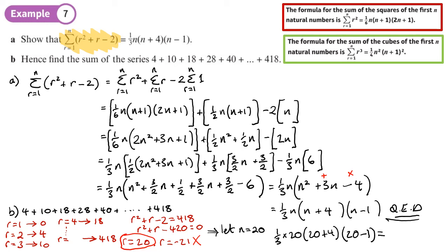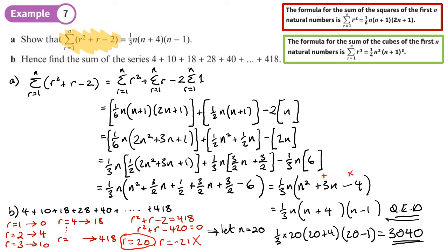So that's 1/3 times by 20 times by 24 basically, and then times by 19, and I get 3014. So that's my final answer.